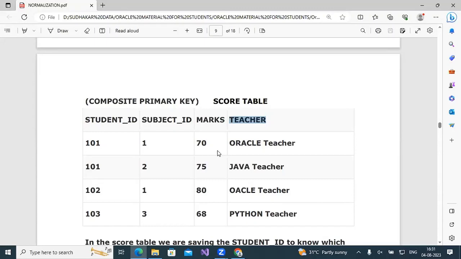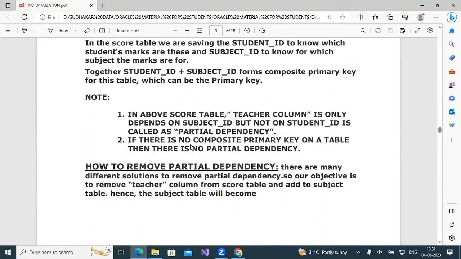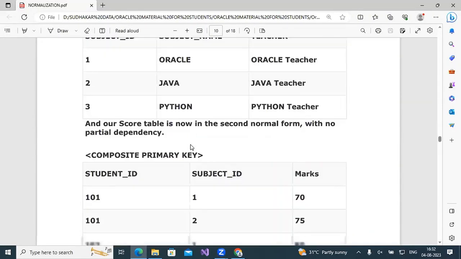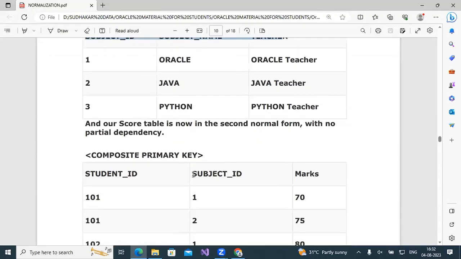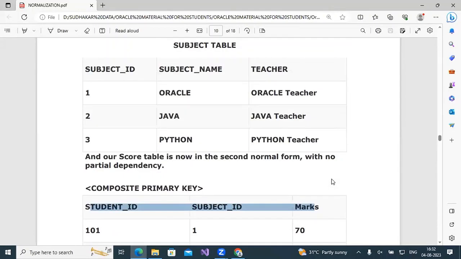Now I am going to separate here. This table I will divide into 2 tables. The first is a separate subject table, in which I keep subject ID, subject name and teacher. The other table is called the score table: student ID, subject ID, marks. Now tell me, in these 2 tables, do you find any partially dependent column? In the subject table, do you have any partial dependency?